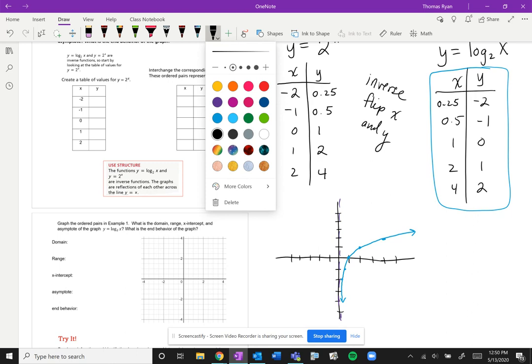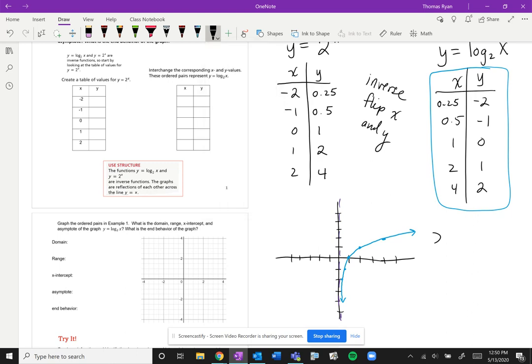Okay, so let's talk about a couple things here. Let's talk about domain. Well, are there any limitations on our x values? Well, we don't see any x values over here in the negatives, and it looks like they're coming really, really close, but they're not touching 0. So our domain is then all x values that are greater than 0, because as we go over to the right, we have an arrow, keeps going, keeps going.